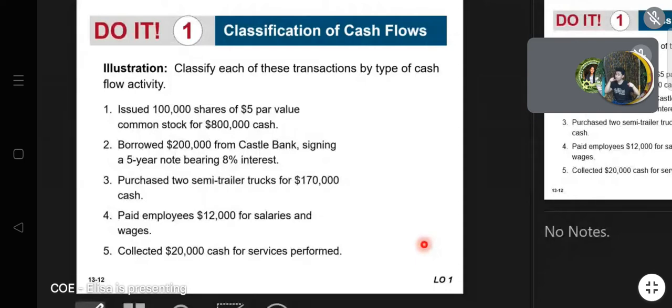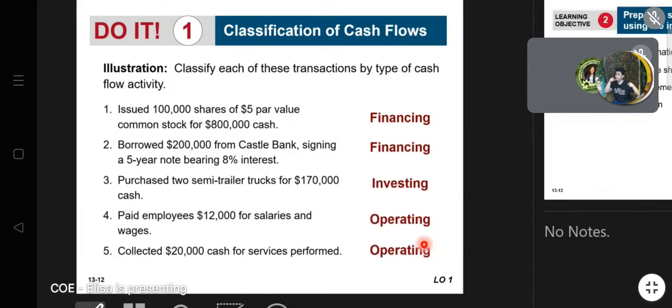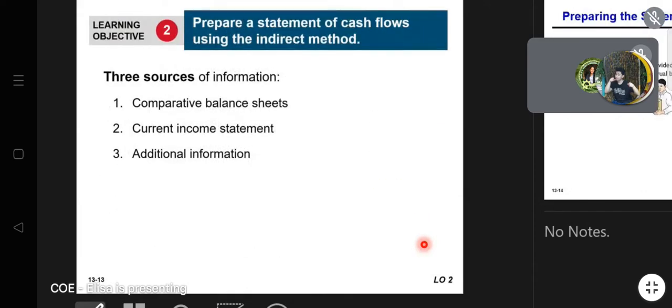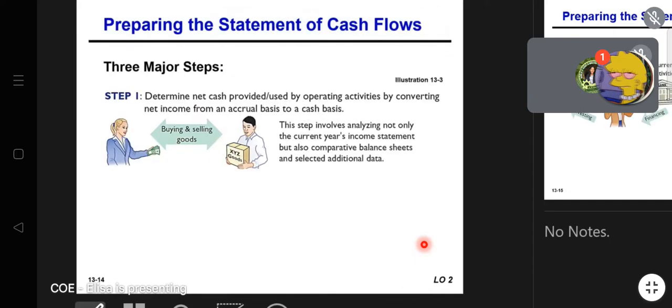Now, with that, again, let's go to the preparation of the statement of cash flows using the indirect method. So there are 3 sources of information. The comparative balance sheet, which covers 2 periods, the last year and the current year. There are always 2 periods here. Then the current income statement, and then additional information. Those are our only sources of information. So these are the steps.